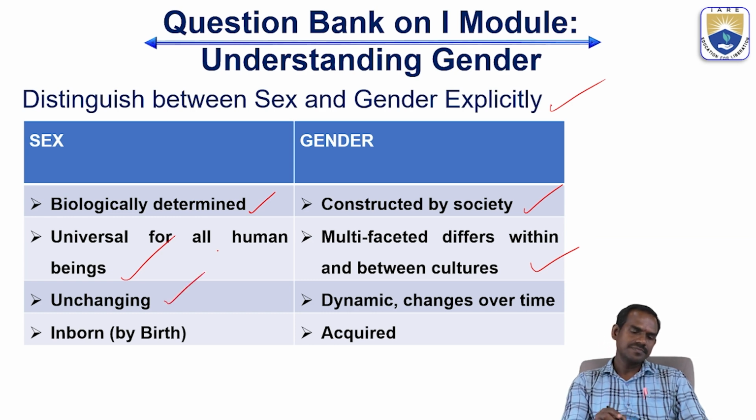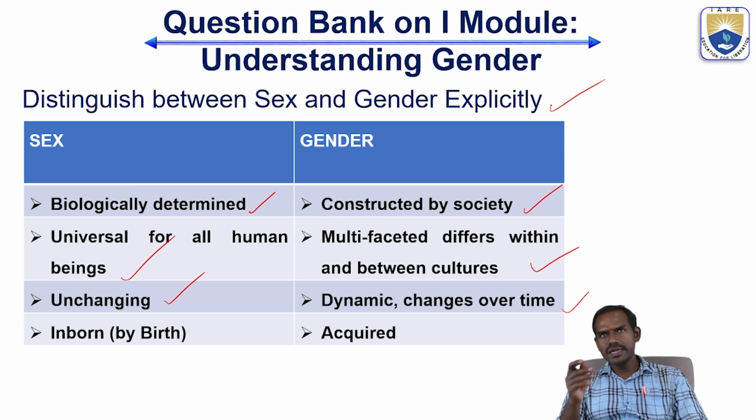And thirdly, sex is unchanging, whereas gender is dynamic, which means it changes over time. So how does gender change over time? As I explained, gender is the one which is constructed by society and culture. So society may vary, culture may vary. As a result, the gender values change over time.